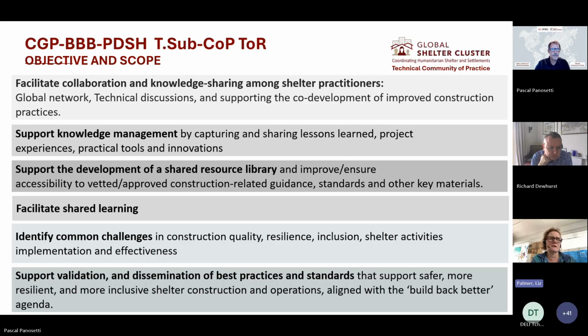And this, of course, underpins not only the mandate of the Global Shelter Cluster, but for many sectors, understanding construction quality and inclusion would be a priority. And then, of course, supporting validation and dissemination of good best practices within the sector and internationally through agencies and other platforms.